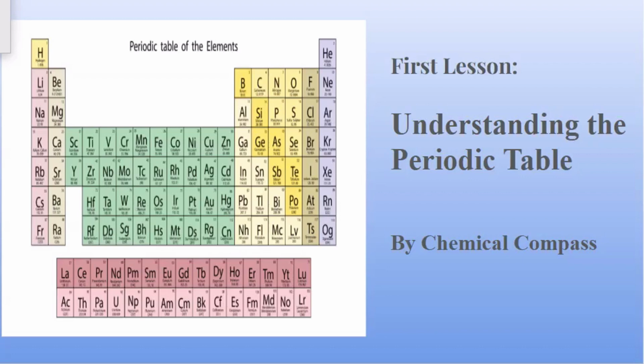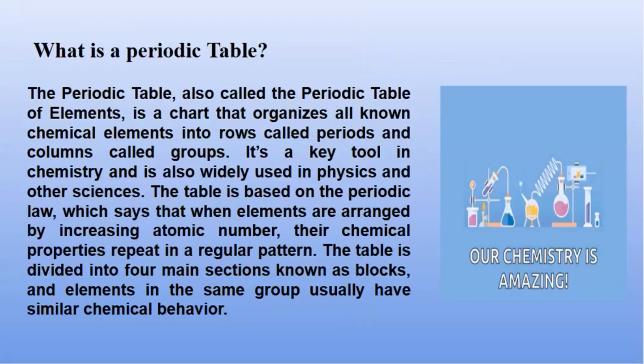Moving to the next point, what is the periodic table? The periodic table, also known as the periodic table of elements, is that colorful chart that you see in your classroom. Actually, it's a map of the building blocks of matter. It organizes all known chemical elements into horizontal rows called periods and vertical columns called groups. But what makes it so powerful is something called the periodic law.